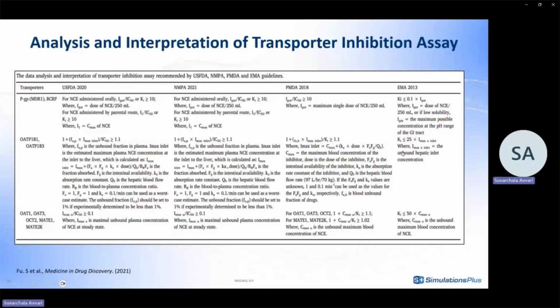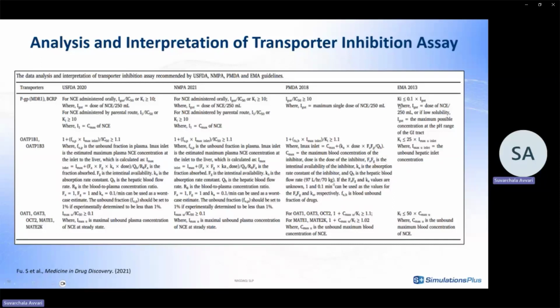Similarly, the EMA has recommended some guidelines for the investigational drug to be considered as a hepatic uptake transporter inhibitor when the Ki is less than or equal to 25 times Imax unbound inlet, where Imax unbound inlet is the unbound hepatic inlet concentration. And if the Ki is less than or equal to 50 times Cmax unbound, then the investigational drug is considered to be an inhibitor of the renal transporters OAT1, 3, OCT2, MATE1 and 2K as per the EMA guidelines.